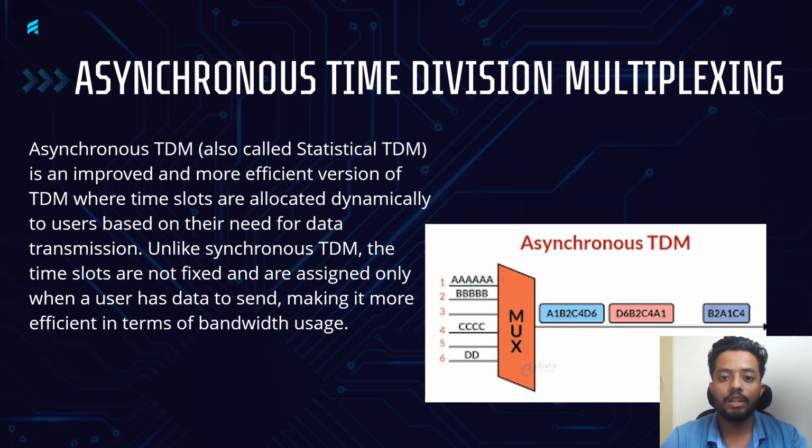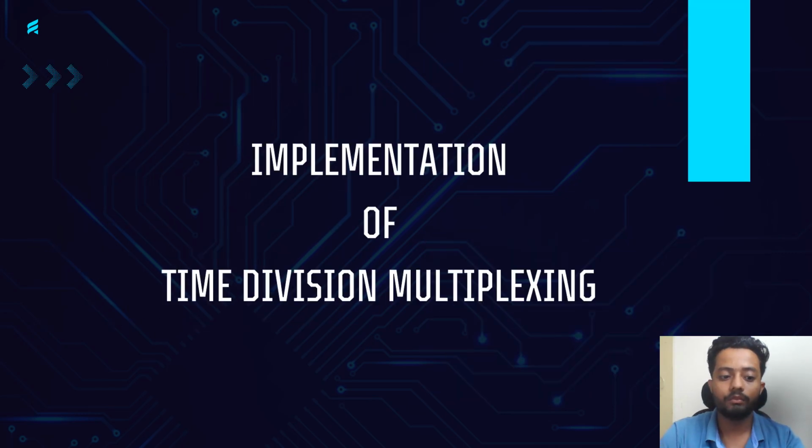Second, asynchronous time division multiplexing. It is also called statistical time division multiplexing. It is the more improved and efficient version of time division multiplexing. It allocates slots dynamically to users according to their need of transmission. The time slots are not fixed and are assigned when the data has to be sent, making it more efficient in bandwidth usage.